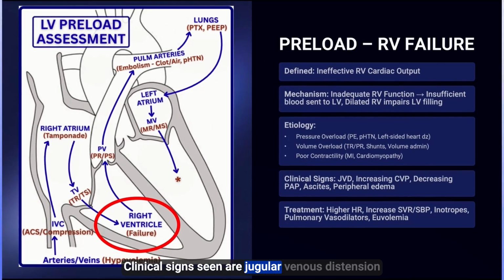Clinical signs seen are jugular venous distension, increasing CVP with a decreasing PA pressure, ascites, or peripheral edema, or other signs of right heart failure. The clinical treatment is to create a higher heart rate, increase the SVR or systolic blood pressure, inotropes, pulmonary vasodilators, and to ensure the patient is euvolemic, not volume overloaded.